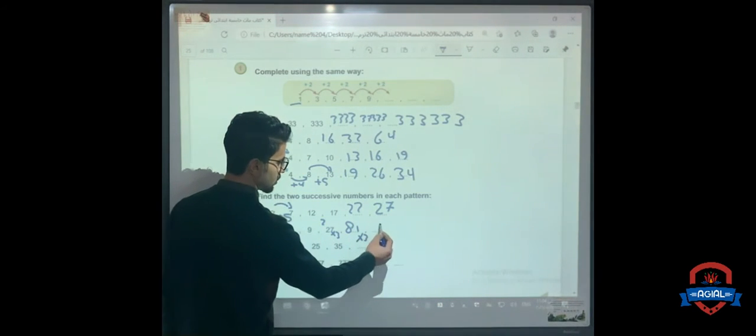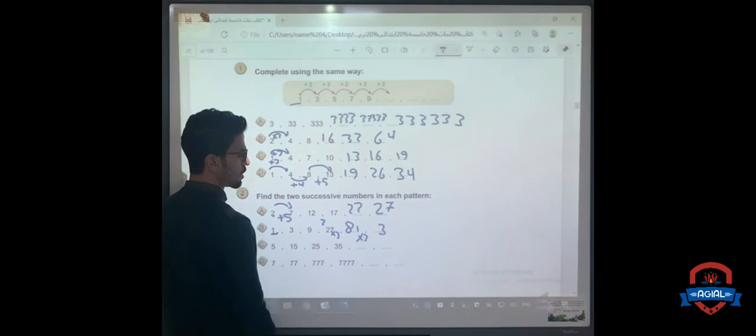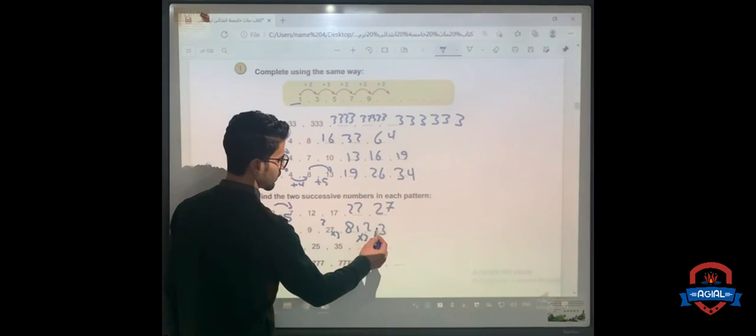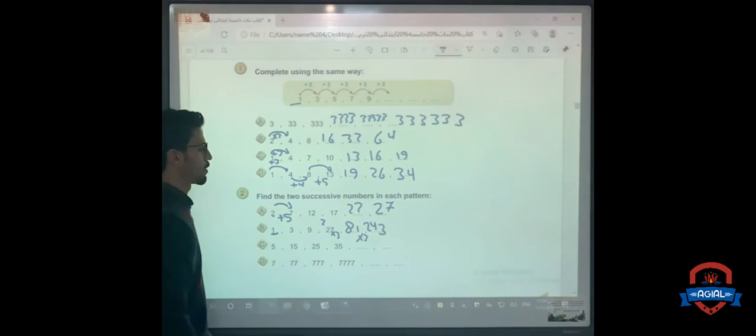To get the next number, we have to multiply by 3. So 3 times 1 equals 3, and 3 times 8 equals 24. So we have 243.